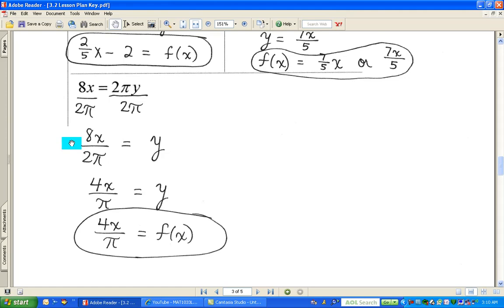What you need to realize is the 8x and the 2 pi are both factored, so you can cancel any of those factors that you need to, and in this case the 2 goes into the 8 4 times. My answer is 4x on the top, pi on the bottom. Y gets replaced with f of x. F of x equals 4x over pi. Now again, even though this would be pretty weird, if I asked you for the slope of this line, the constant in front of the x would be 4 over pi, and the y-intercept b would be 0, written as an ordered pair, 0, 0.